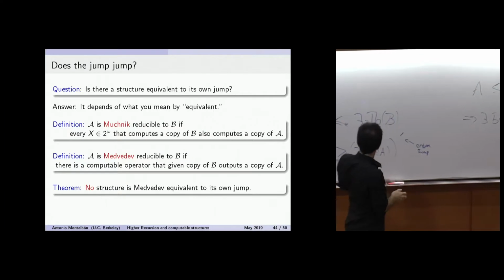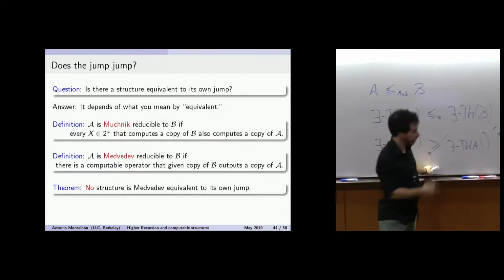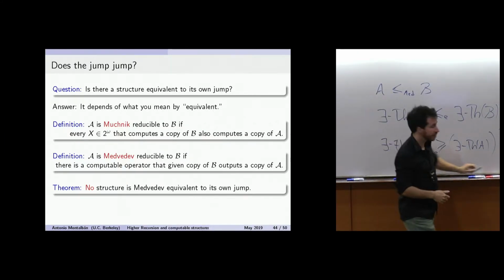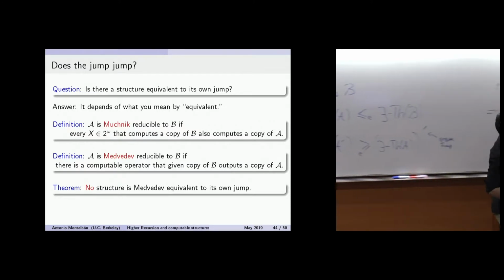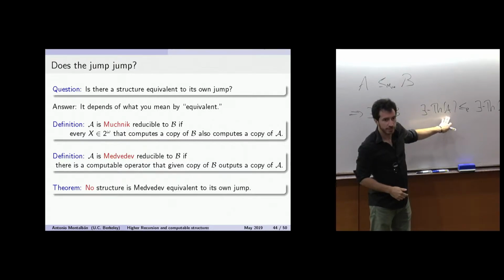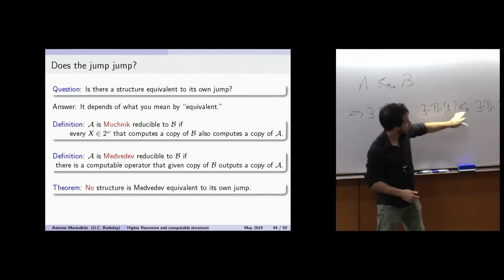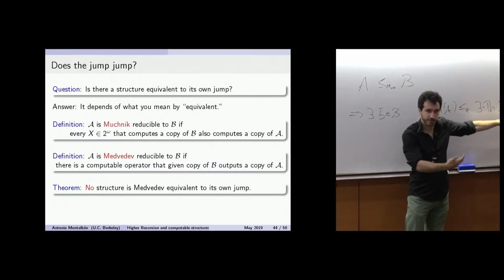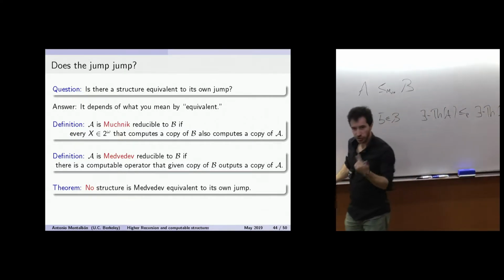But that doesn't allow you to use these arguments. So this argument doesn't work for Muchnik because you get this tuple. But now if you add a tuple here, to look at this with some tuple, then you might have a bigger tuple here. So it's not the same.